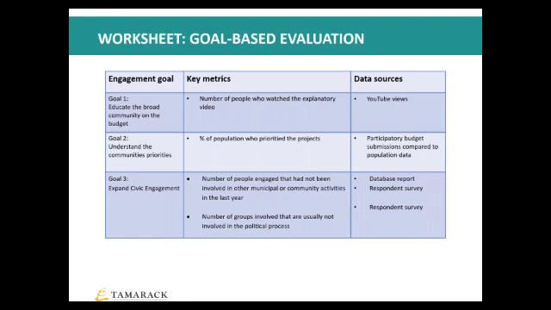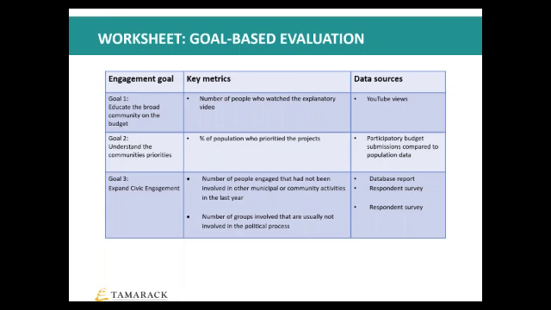We have a worksheet that you can use as a template for this. It's three columns, where on the left you list your engagement goals. In this example, which is for participatory budgeting, goal number 1 was to educate the broad community on the budget. Goal number 2 was to understand the community's priorities. And goal number 3 was to expand the level of civic engagement in general.